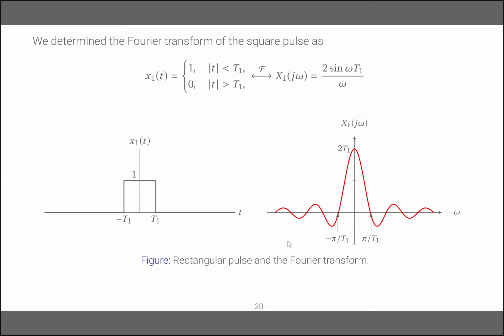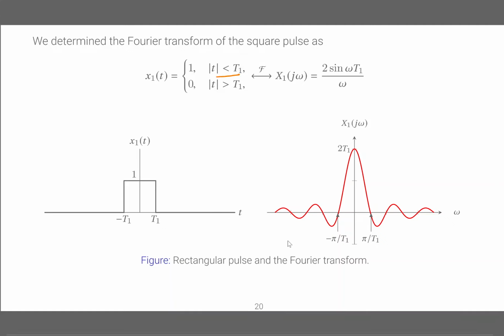So we determined the Fourier transform of the square pulse as x1(t) equals 1 when modulus of t is less than T1, and when modulus of t is greater than T1, it's 0. So this square pulse has a Fourier transform 2 sin(omega T1) over omega, which we have done before. So I have plotted that here.